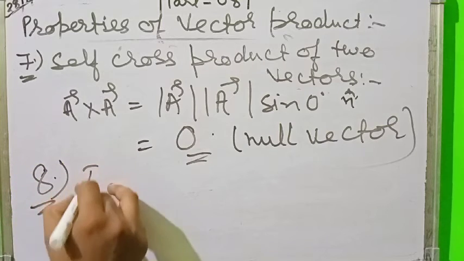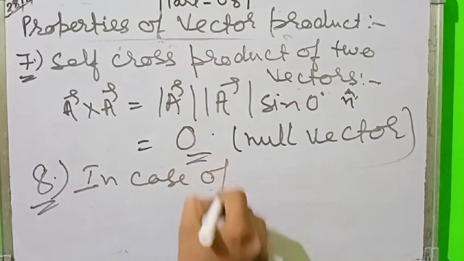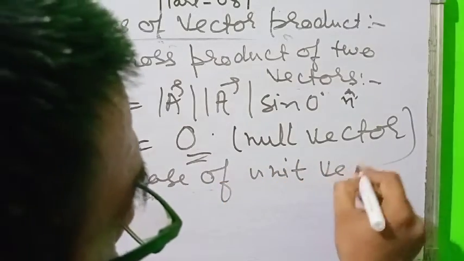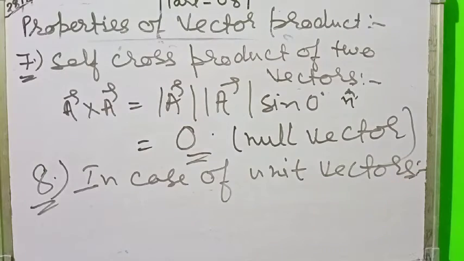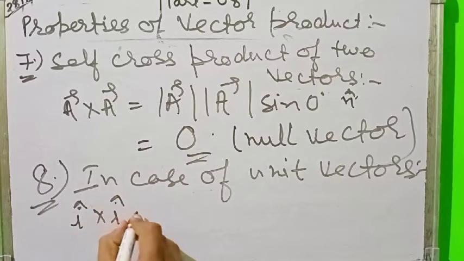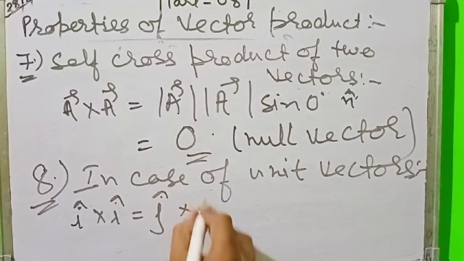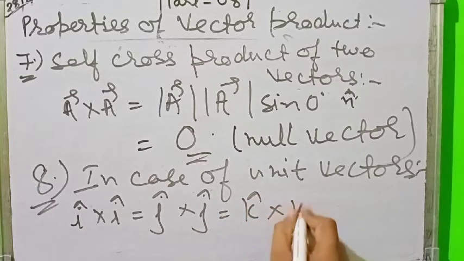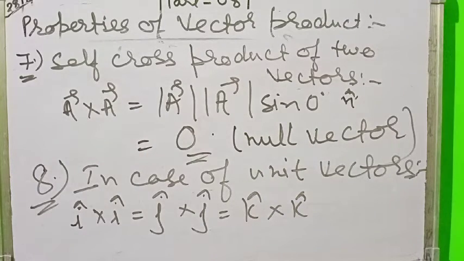Similarly, in case of unit vectors, if i cap is multiplied by i cap, or j cap by j cap, or k cap by k cap, it is just like a self cross product, because these are also unit vectors having magnitude 1 and direction along the x-axis, y-axis or z-axis. The value we always get is a null vector.